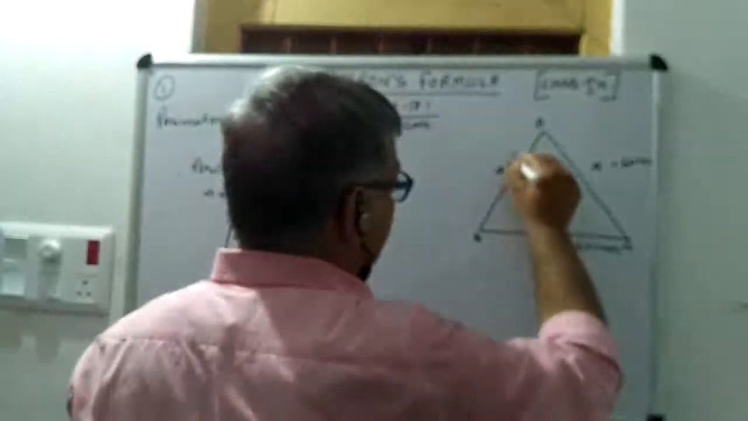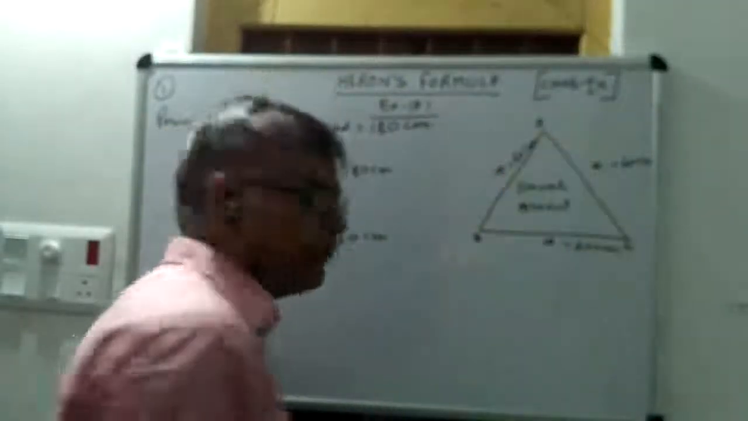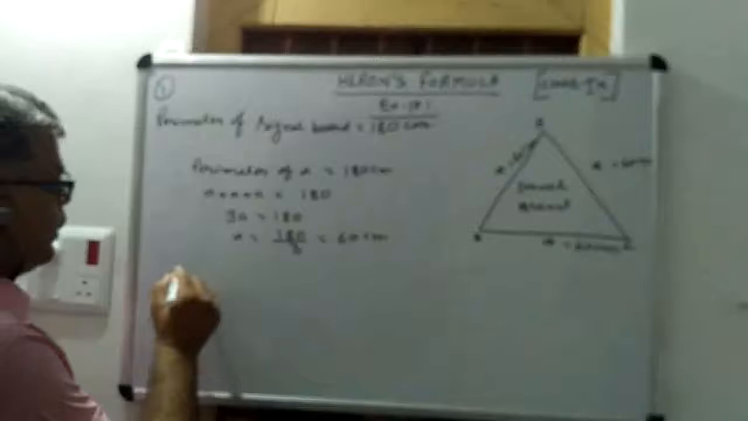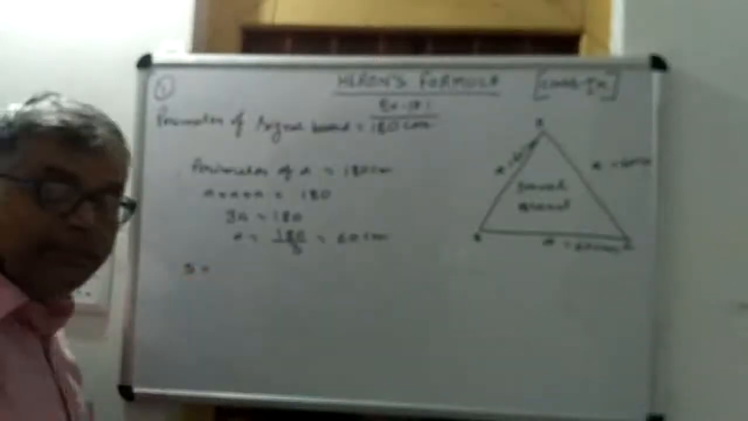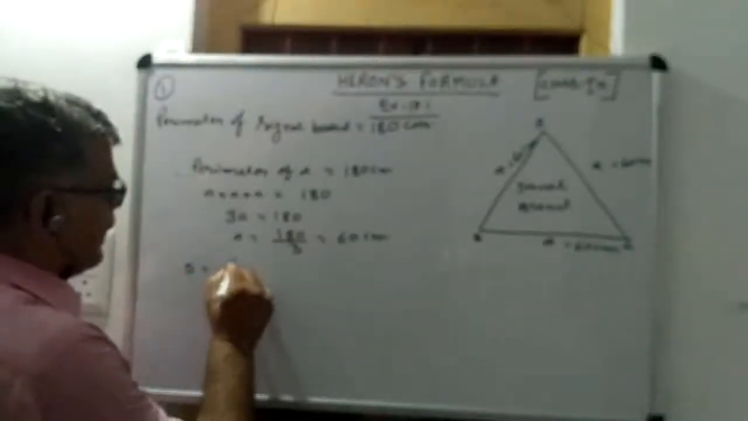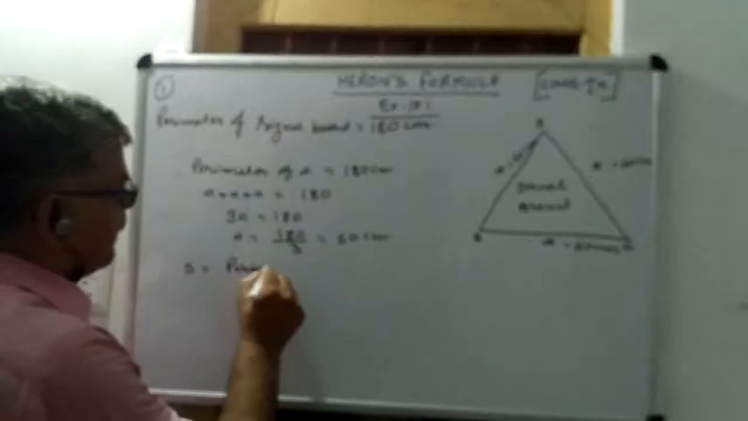Now the side is known. Now we have to find its semi-perimeter. So s, which is the semi-perimeter, you can find directly by putting perimeter divided by 2.